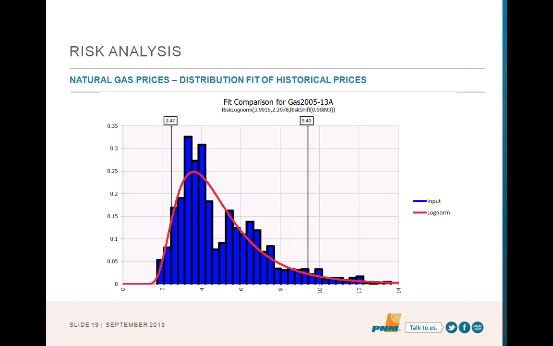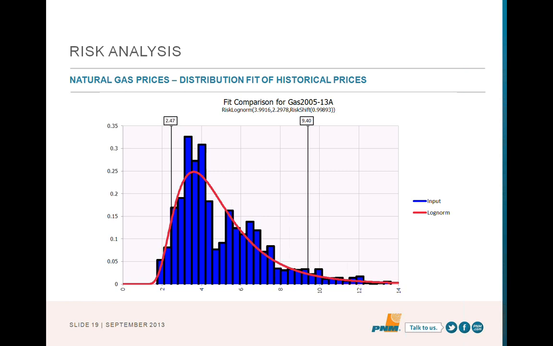What are the units on the horizontal axis? The unit, this is an output of the software itself. This is occurrences, so it just means how many. So if this line is twice as big as this one, that means there were twice as many days that natural gas prices fell between the two bands of this bin.